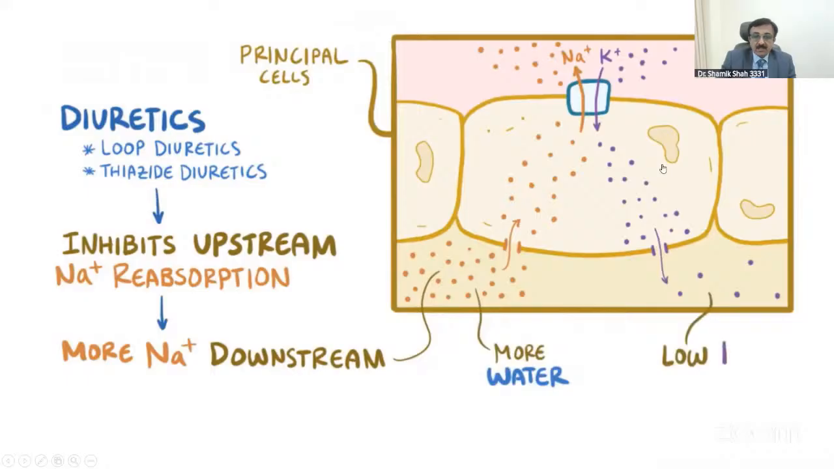Also, more water is being shifted downstream because of the diuretic effect. So there is a relatively low potassium concentration in the luminal side. Again, low potassium in the luminal side causes more potassium to be excreted through the principal cells. So this is basically how diuretics cause hypokalemia.